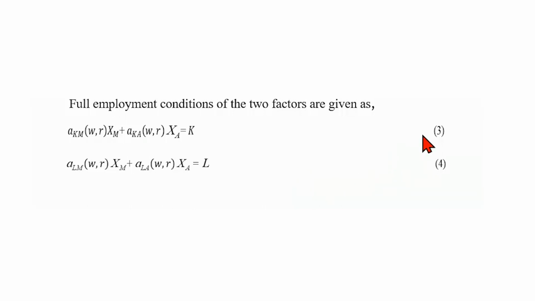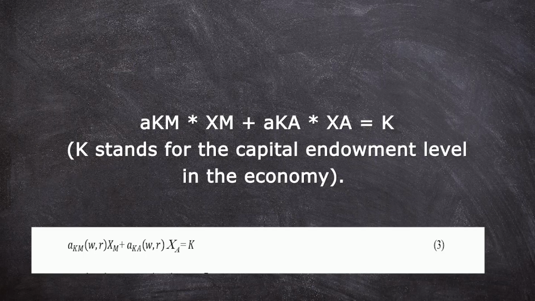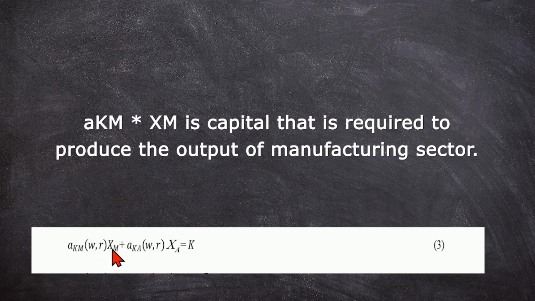Next, equations 3 and 4 represent the full employment conditions for the factors. Here in equation 3 we see AKM into XM plus AKA into XA is equal to K. K, capital K, stands for the capital endowment level in the economy. Now AKM into XM is the capital that is required to produce the output of the manufacturing sector. So the unit capital requirement is AKM, that is multiplied with the output level of the manufacturing sector XM.